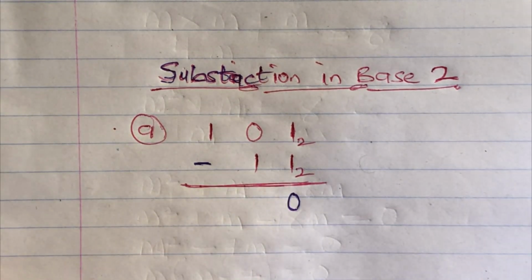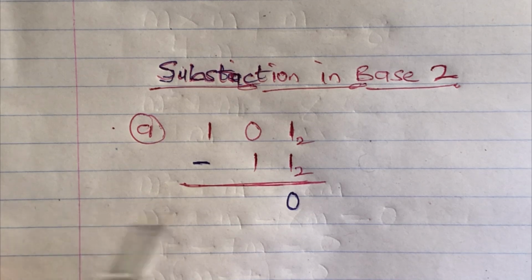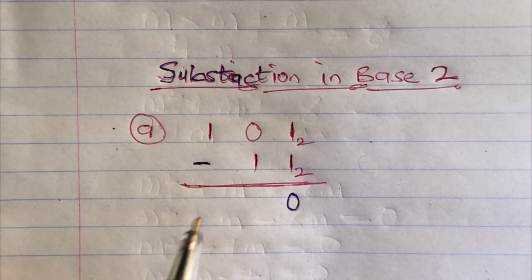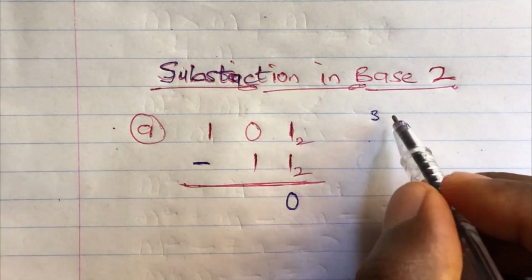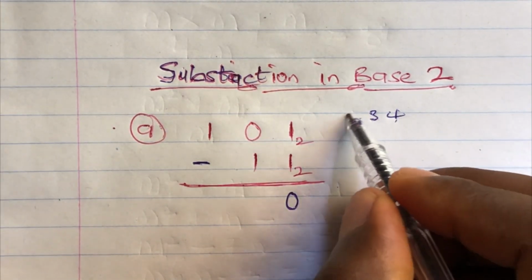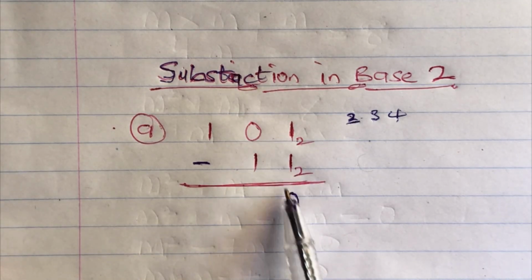So anything you are doing in base 2 should not be higher than 2. The number should not be higher than 2. For example, if you have 3, your base 2 should not be higher than 3, it should not be higher than 4. Everything should be on the level of base 2. So that is why 1 minus 1 will give us 0.